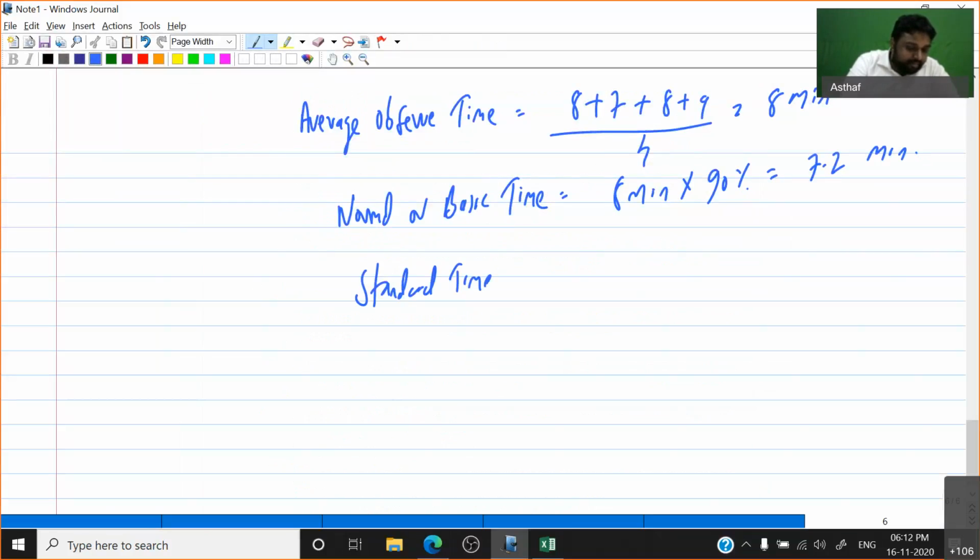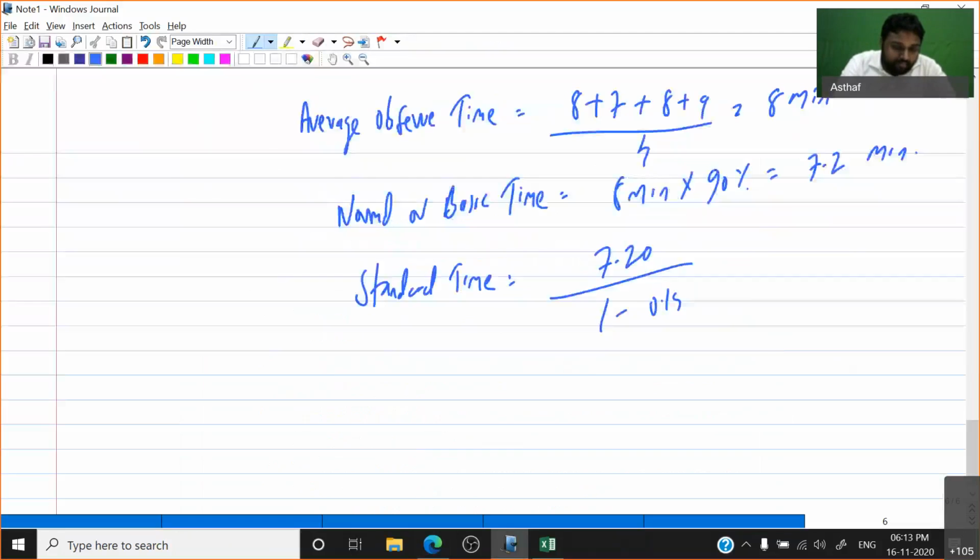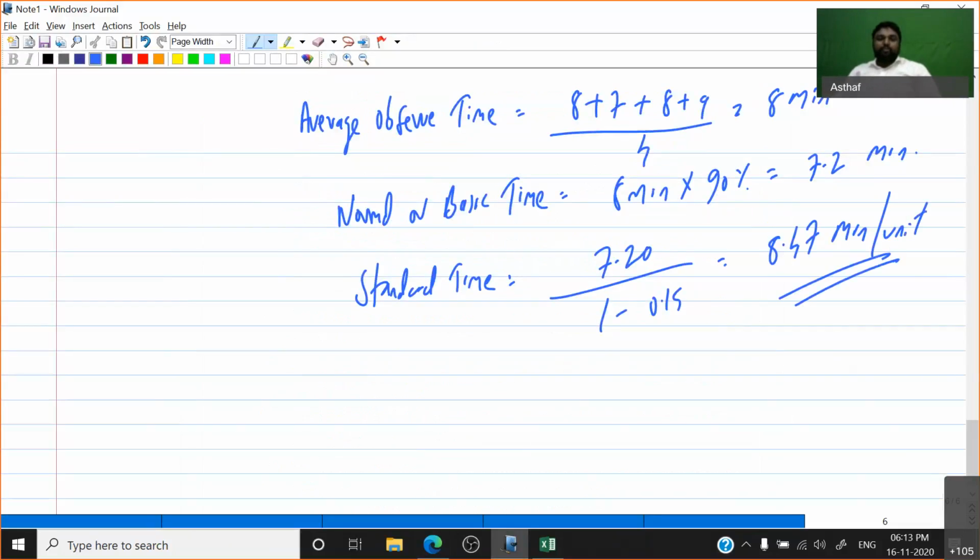So what is the standard time? We told the second method. So 7.2 divided by 1 minus fraction, which is 0.15. What will be the answer, my dears? 8.47 minutes per unit. That's it.